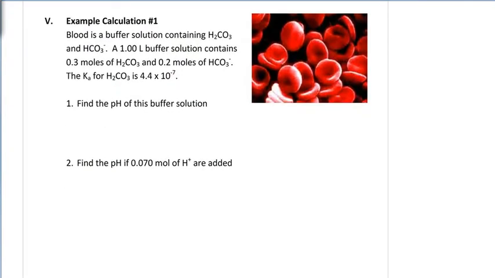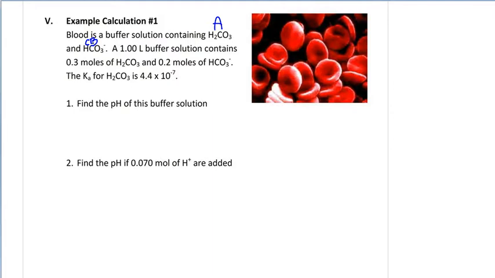As I mentioned earlier, blood is a buffer system. It contains carbonic acid, H2CO3, and the, well, I forget exactly what you call that, I think it's bicarbonate, the HCO3- ion. So let's say that we had a 1 liter buffer solution and it had 0.3 moles of the acid and 0.2 moles of the conjugate base. Let's label those acid and conjugate base just for clarity's sake. The Ka is given to us, so let's find the pH of this buffer solution.